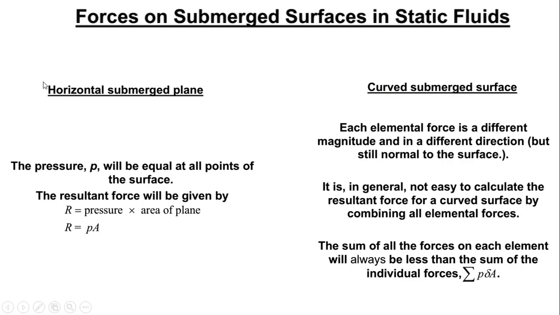So if the beam or the bar that we have is horizontally submerged, this is straightforward. To find your resulting force, R is equal to pressure multiplied by area, and the center of pressure will be at the center of that beam, since we are going to have equal pressure at the horizontal surface that we have.